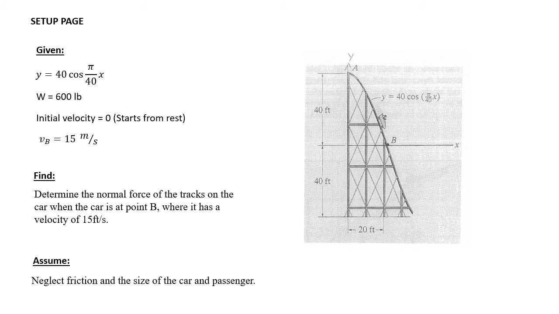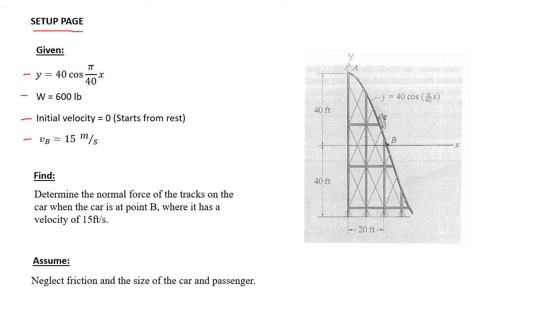So now that we've read through that, understand what they've given us and what they're asking us to solve for, we can create our setup page here. On our setup page, we see we have this expression for y is equal to 40 times the cosine of pi over 40x. We have our weight given to us as 600 pounds. Initial velocity is 0 because it starts from rest. And our velocity at B is 15 meters per second.